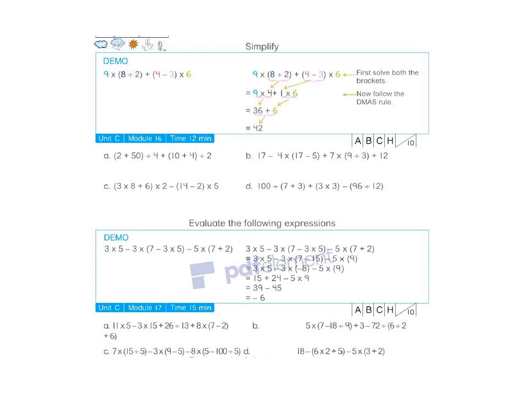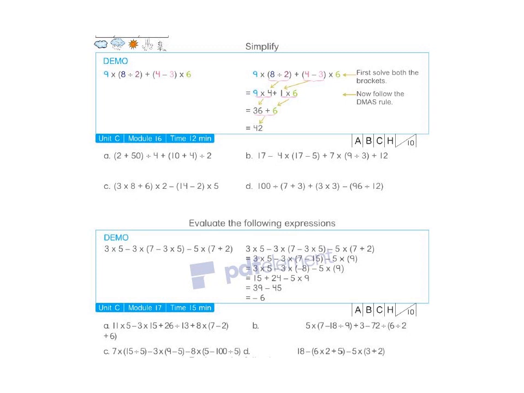So here are two more modules. In module number 16 we have to simplify. We have brackets, division, multiplication, subtraction and addition. So which one you will do first, which one you will do second, you know that. You know the BODMAS rule. If you need, go through the demo also and solve it yourself.